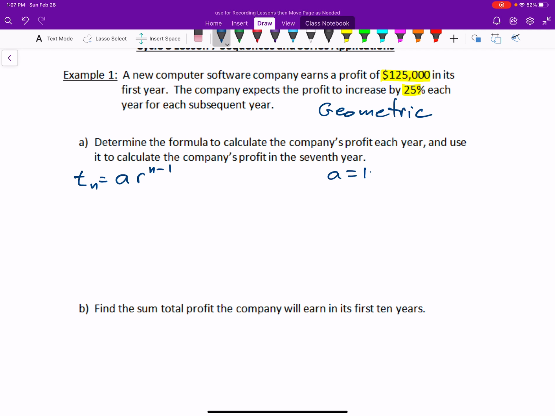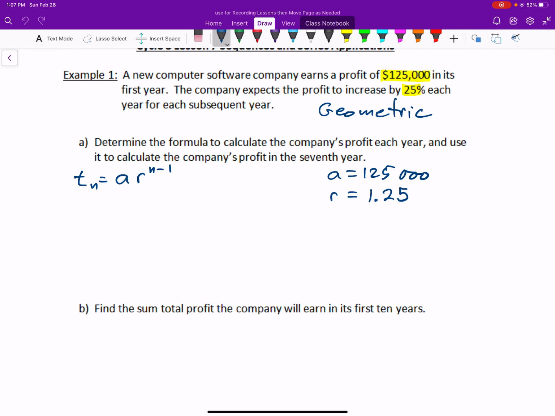Let's just write them out here. So that's the $125,000. R is the ratio. So remember, when we're dealing with powers and we're increasing by a percent, we have to start with that 100%, and then we either add or subtract. We add a percent to that 100% if we're going up, and we subtract from 100% if we're going down. So it's increasing by 25% each year. So each year, the profit is going to be 125% of what it was the previous year. But when we're working with these formulas, we want to change percents to decimals. So 125% as a decimal is 1.25.